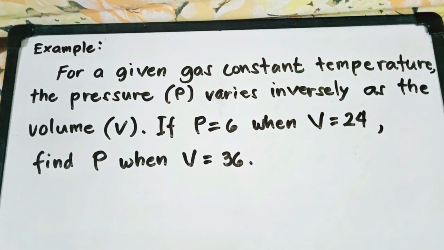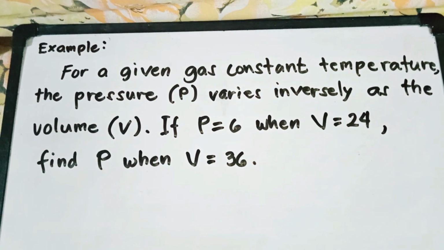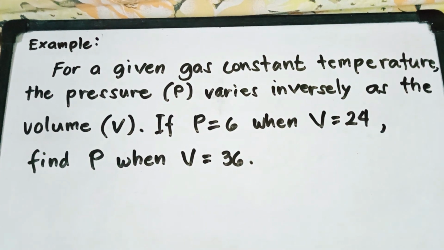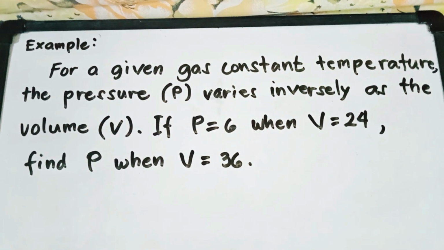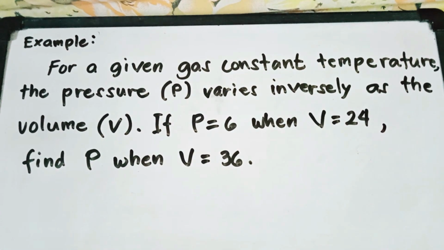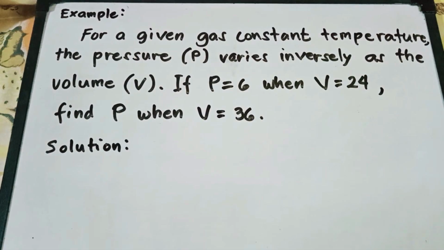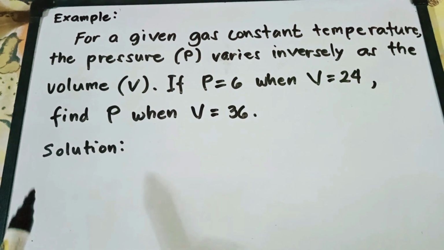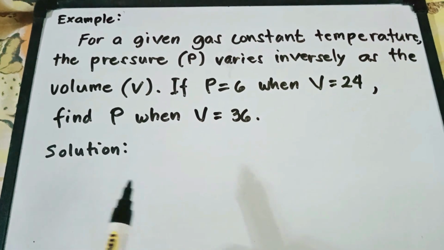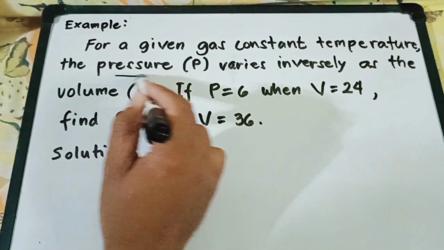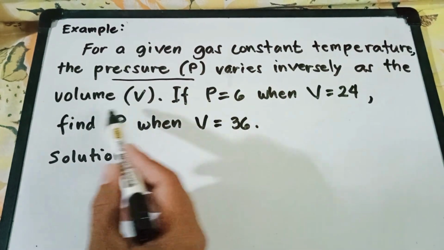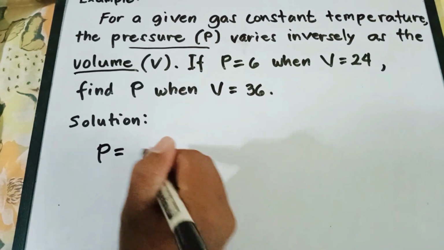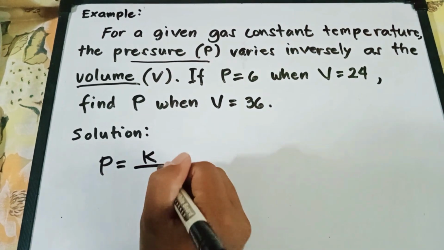Example: for a given gas constant temperature, the pressure P varies inversely as the volume B. If P equals 6 when B equals 24, find P when B equals 36. Una natin gagawin, write natin yung equation ng variation. For the given gas constant temperature, the pressure P varies inversely as the volume B. So we have P equals k over B.